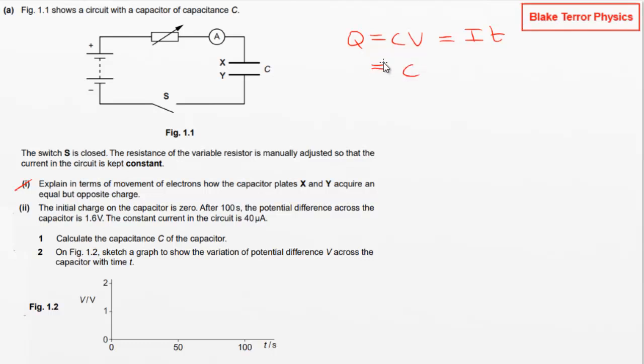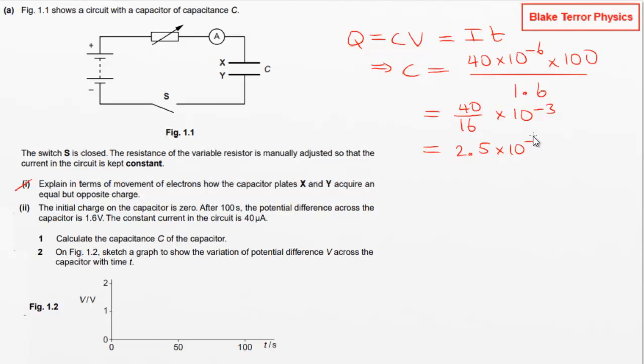So our capacitance is going to be equal to I, which is 40 times 10 to the minus 6, multiplied by T. What was that? 100 seconds. Divided by our 1.6. So that's 40 over 16 times 10 to the minus 3. So that's 2.5, isn't it? 40 over 16. 2.5 times 10 to the minus 3 farads. That's our capacitance.